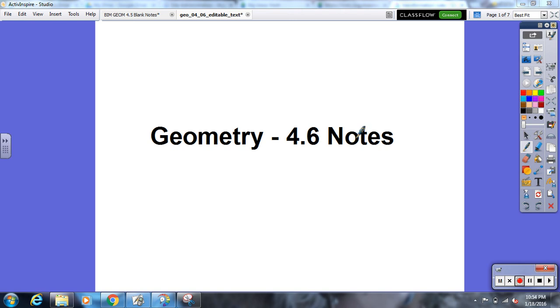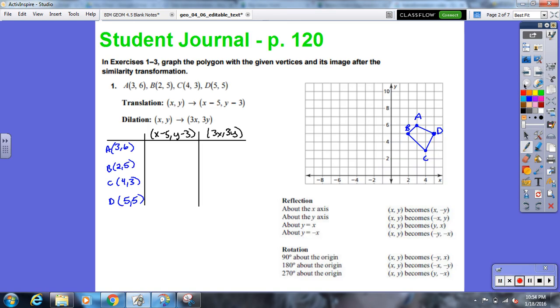This is the video notes for the Geometry Big Ideas textbook, section 4.6. In your student journal on pages 120 and 121, go ahead and pause the video and fill in all the images, the points A, B, C, D, or the various points before the translation, dilation, reflection, or rotations occur. And then restart the video and we'll go through the 6 examples.